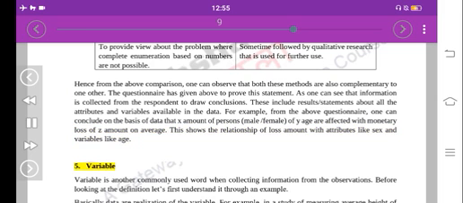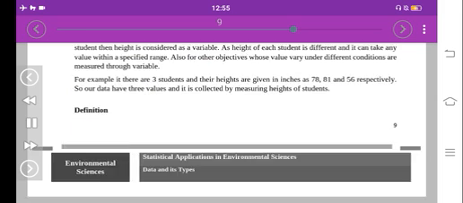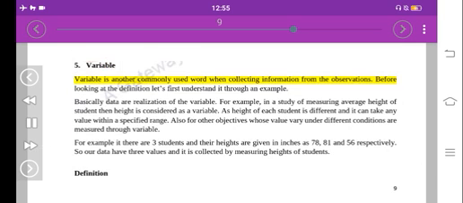5. Variable. Variable is another commonly used word when collecting information from the observations. Before looking at the definition, let's first understand it through an example. Basically, data is the realization of the variable. For example, in a study of measuring average height of students, height is considered as a variable, as height of each student is different and it can take any value within a specified range. Also for other objectives whose value varies under different conditions are measured through variable. For example, if there are 3 students and their heights are given in inches as 78, 81 and 56 respectively, our data have 3 values and it is collected by measuring heights of students.